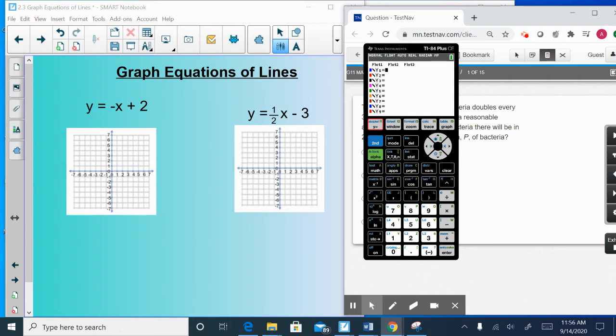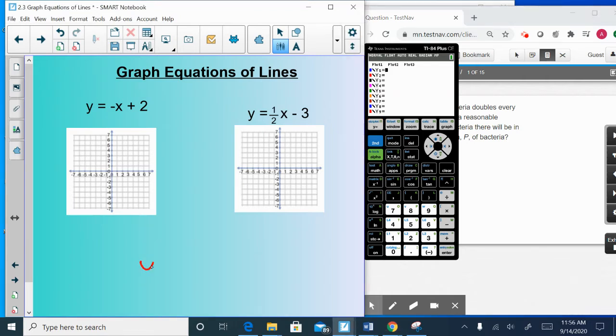I want to point out that your graphing calculator only has the capability to graph something if it's in y equals form. If it's in standard form, something like ax plus by equals c, your graphing calculator is going to need you to convert it into y equals form, and then your calculator will be able to graph it. This example here is in y equals form, so I can go ahead and enter this.